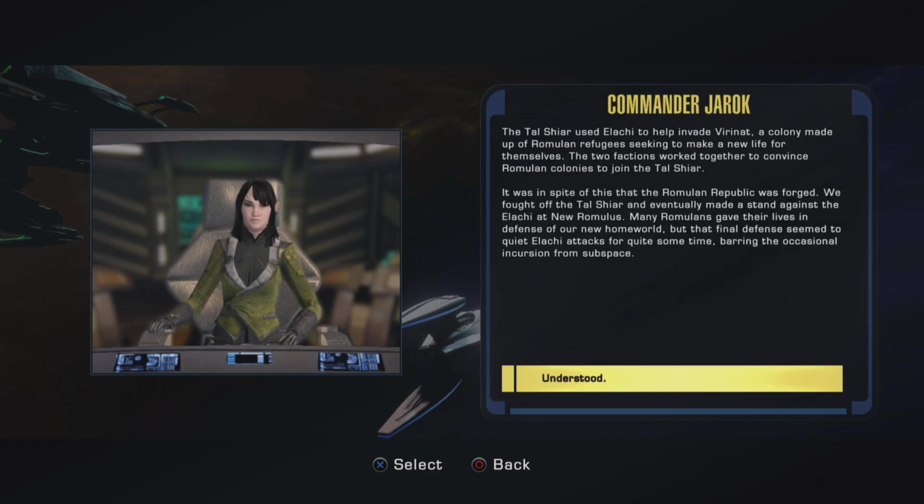The Tal Shiar used Ilachi to help invade Virinat, a colony made up of Romulan refugees seeking to make a new life for themselves. The 2 factions worked together to convince Romulan colonies to join the Tal Shiar. It was in spite of this that the Romulan Republic was forged. We fought off the Tal Shiar and eventually made a stand against the Ilachi at New Romulus. Many Romulans gave their lives in defense of our new homeworld. But that final defense seemed to quiet Ilachi attacks for quite some time, barring the occasional incursion from subspace.